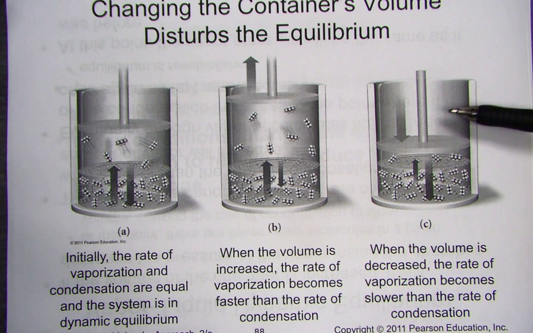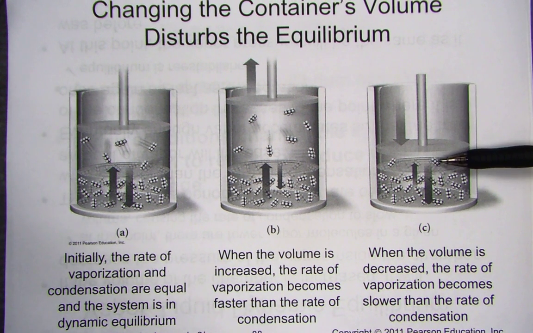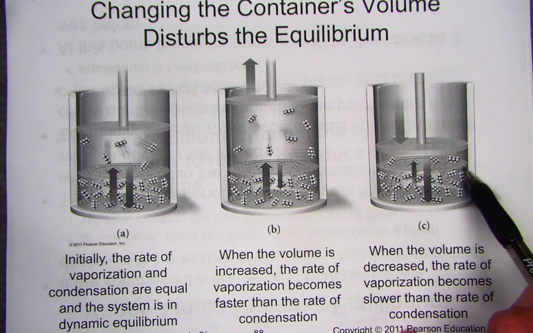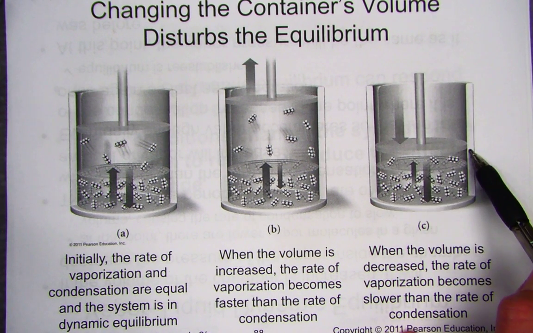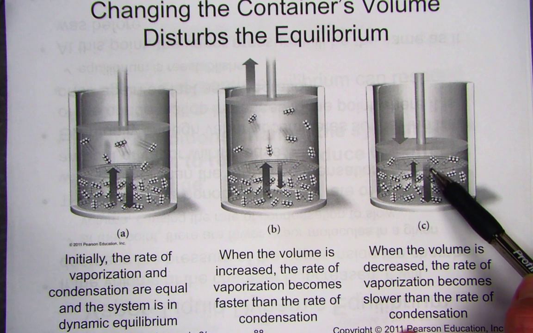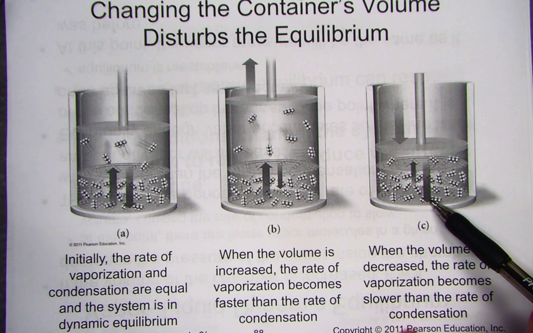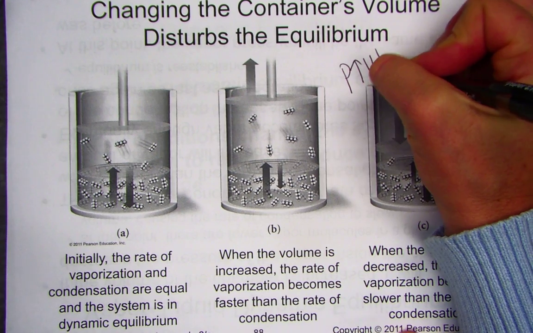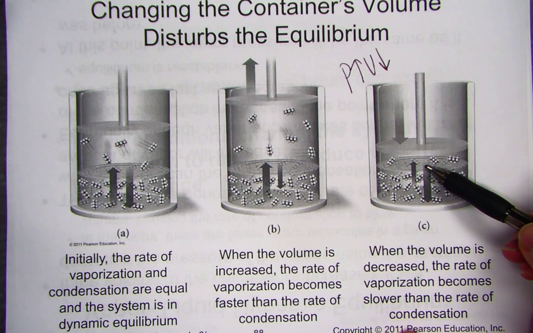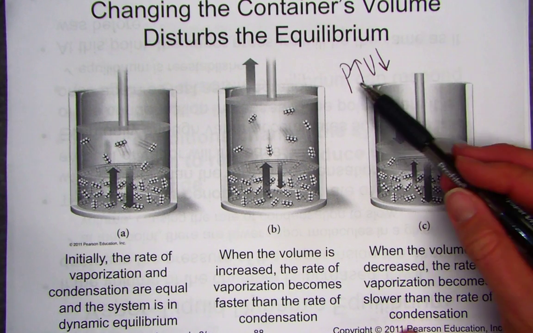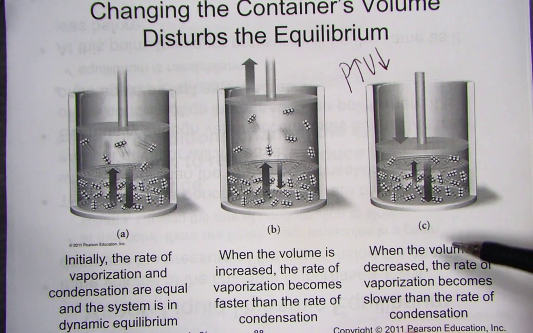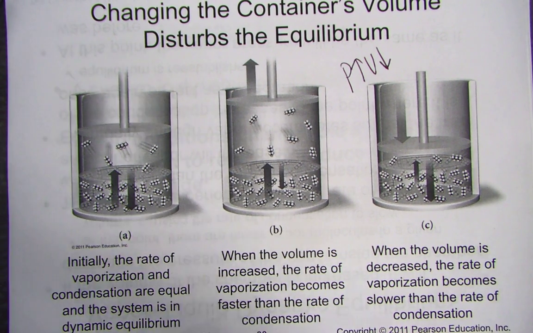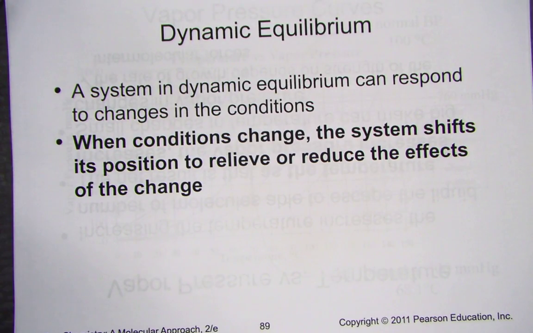Same is true here. If we push down on the piston and I decrease the volume, notice here the vapor pressure increases with a decreased volume. Boyle's law. Pressure and volume are inversely related. Smaller area, more collisions, higher pressure. But again, over time, the equilibrium would reestablish.